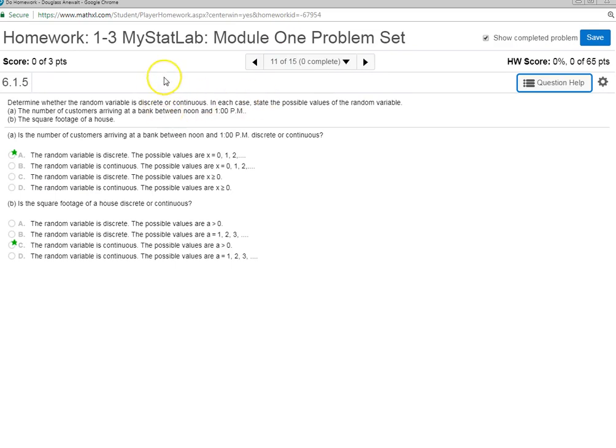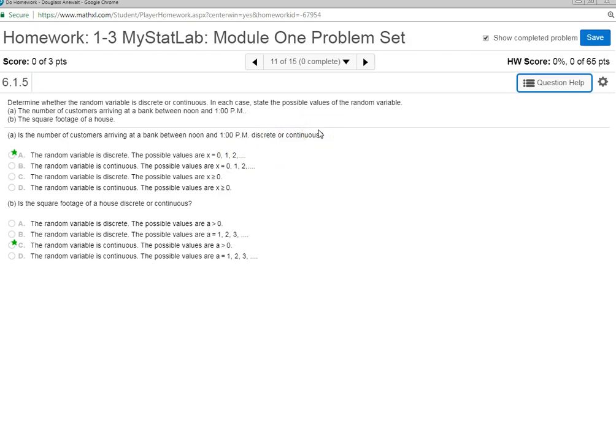Number 11 is about the difference between discrete and continuous variables. And discrete are variables that you can count. So if it's a situation where you can say there's either 1, 2, 3, 4, or so on, you can count how many there are. That's discrete. For example, the number of customers at a bank, that has to be a whole number that you can actually count. So that would be discrete.